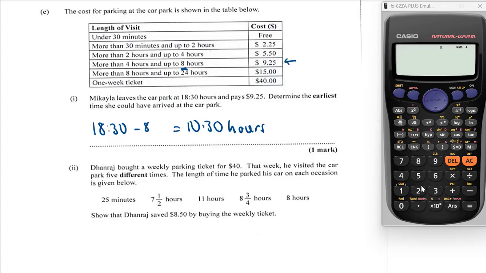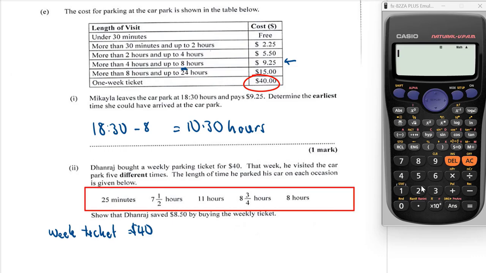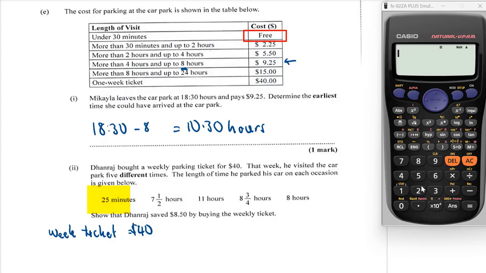So we know that the weekly ticket is $40, right? Now we need to work out the cost for each of these times. So under 30 minutes, here we have 25 minutes. So we know that under 30 minutes is free. 7.5 hours would be in this category. So he would pay $9.25.